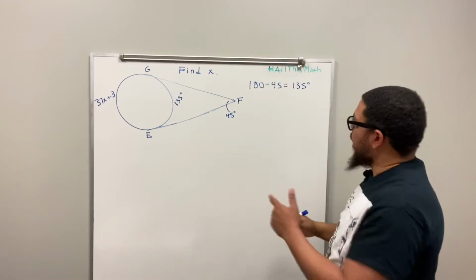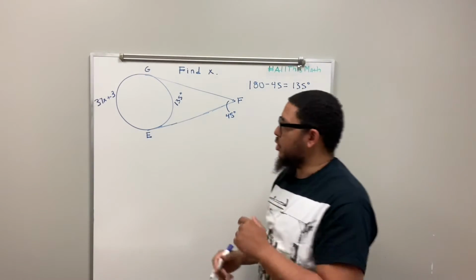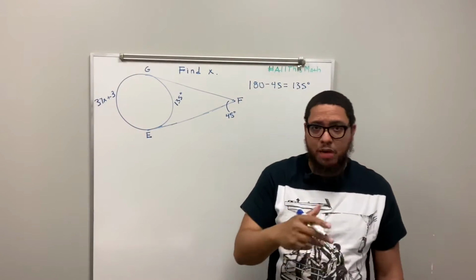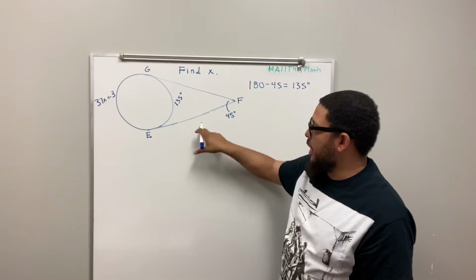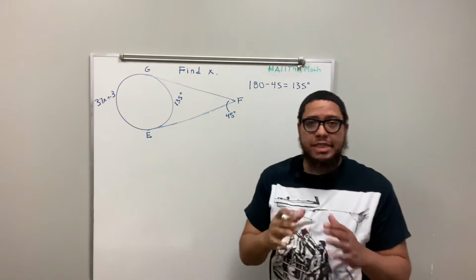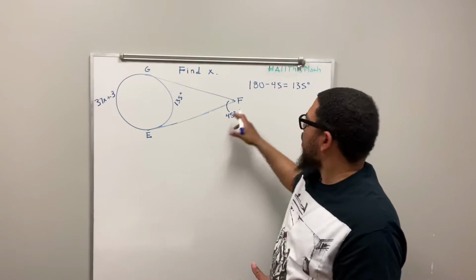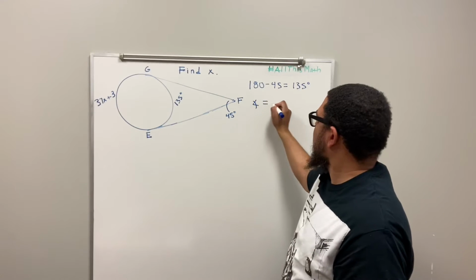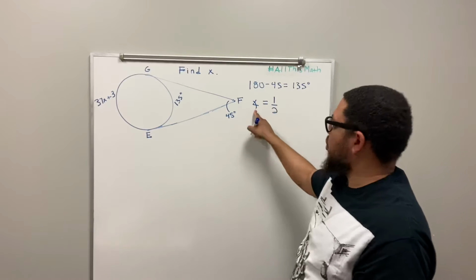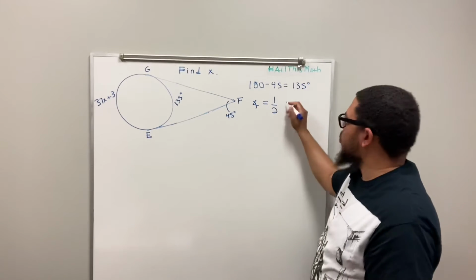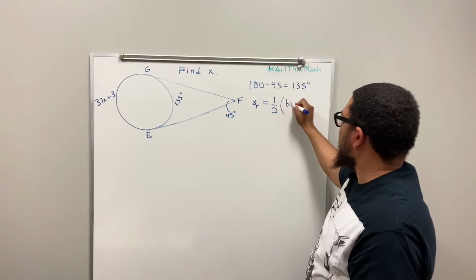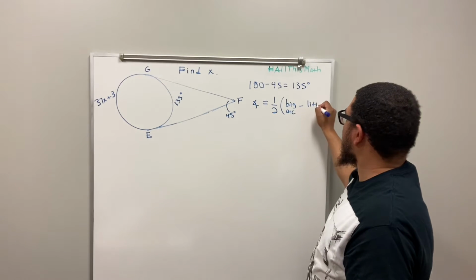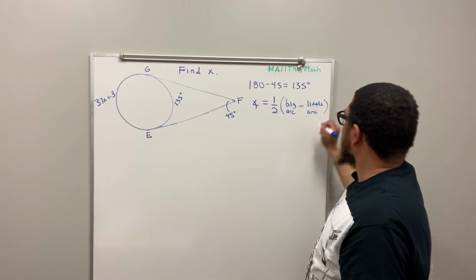All right, so now we know some information. Now we can set up an equation because we also know some other information about when we have a tangent-tangent situation. When we have a tangent-tangent situation, the measure of the angle formed is equal to 1/2 times big arc minus little arc.